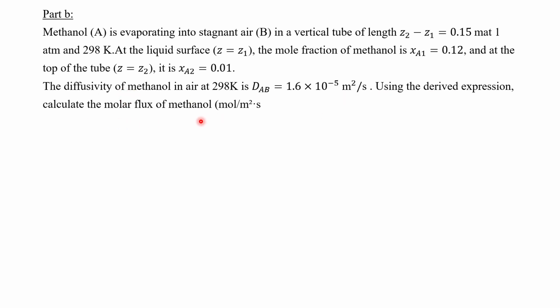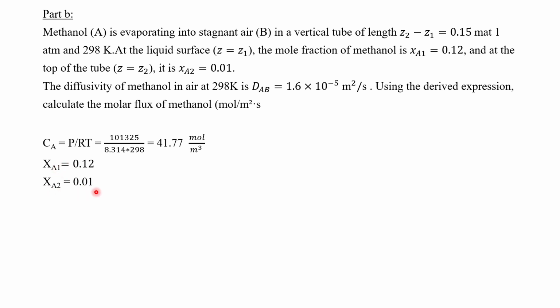Using the derived expression, calculate the molar flux of methanol. First, we'll calculate Ca, which is pressure upon RT. Pressure is given 1 atm, which is 101,325 pascals, our standard SI units, and temperature is 298 Kelvin. So we get 41.77 mole per meter cube.